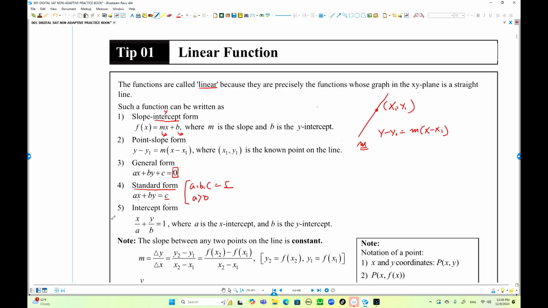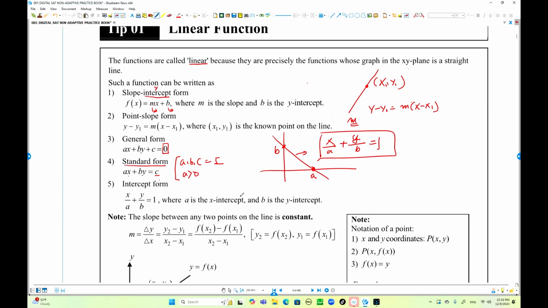Another form, the last one, is the intercept form. When you have a line, it has an x-intercept and a y-intercept, always these two. If this is a and this is b, the equation is x over the x-intercept plus y over the y-intercept equals 1. That is called the intercept form.